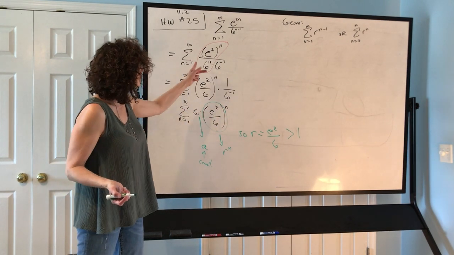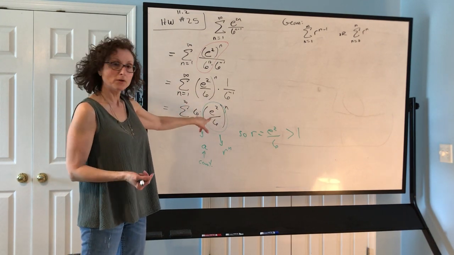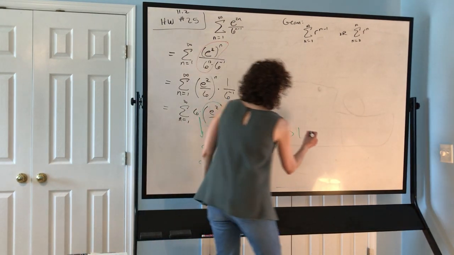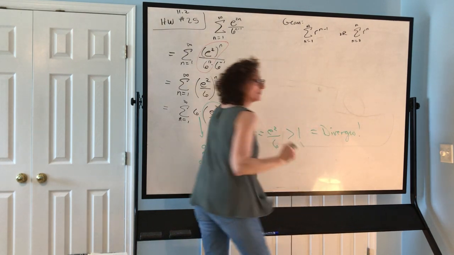What do we know? It's a geometric series. Our r is bigger than 1. What do we know? Diverges. Right? Done.